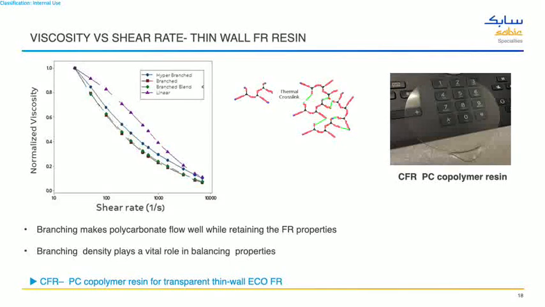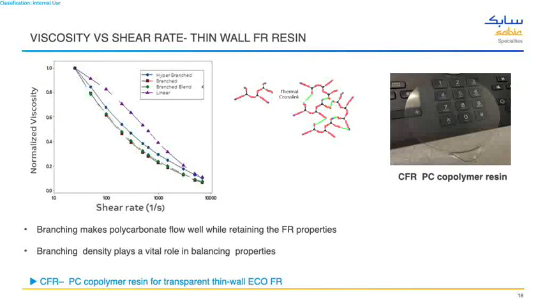I can make a thin wall part. It's a very clean part, for a thickness of about 0.8 millimeters. At the same time, when it's branched, the end capper can serve as a cross-linkable group beyond processing temperature, so that it can help the flame properties. So the branching makes polycarbonate flow well while retaining the FR properties.